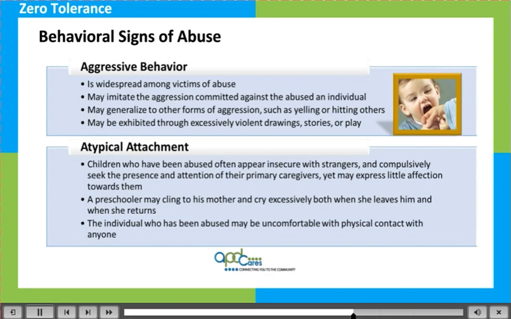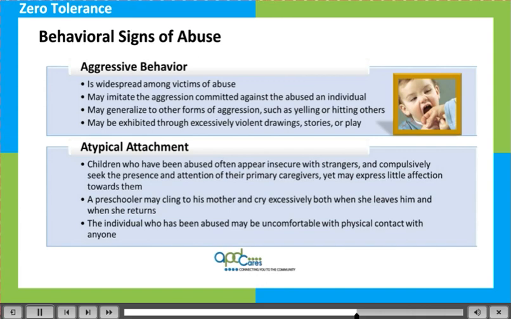Aggressive behavior is widespread among victims of abuse. May imitate the aggression committed against the abused individual, for example, the child who is whipped may whip smaller children. May generalize to other forms of aggression, such as yelling or hitting others. Or may be exhibited through excessively violent drawings, stories, or play.